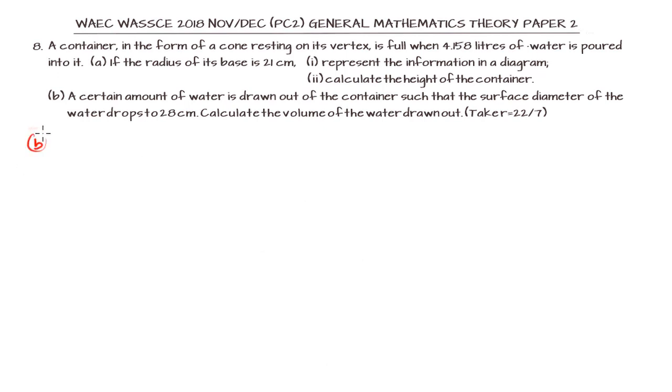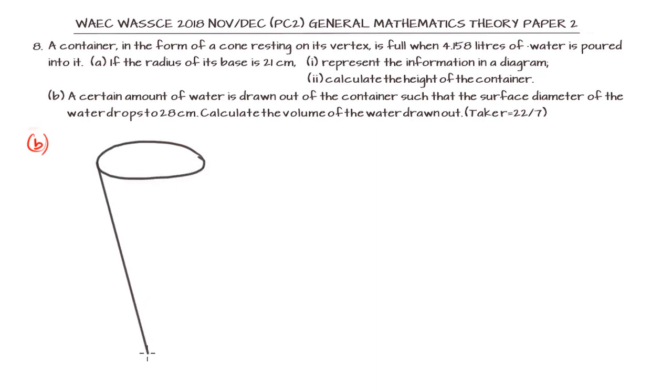So now question number B. We are now told that a certain amount of water is drawn out of the container such that the surface diameter of the water drops to 28 centimeters, and we have to find the volume of the water. Now we are told the surface diameter, and we have to find the volume of the water that is drawn out. So how best can we interpret this?